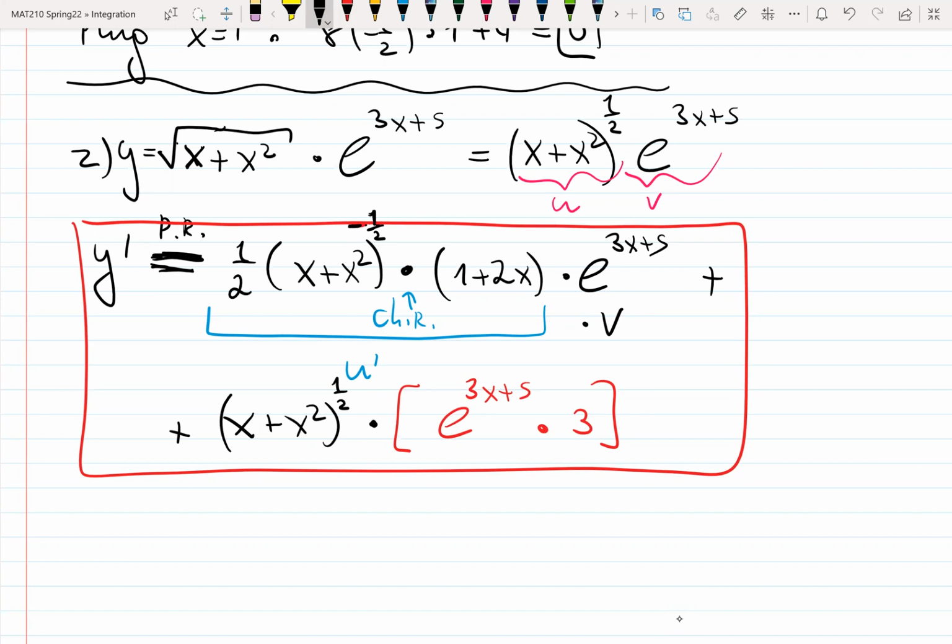Where did you get 1 plus 2x? So derivative of the function outside times derivative of the function inside. And the function inside was x plus x squared. So that is 1 plus 2x. Why do you multiply by 3? Derivative of the function outside, e gives you e, times the derivative of the function inside, times 3. Oh, why did it go away?